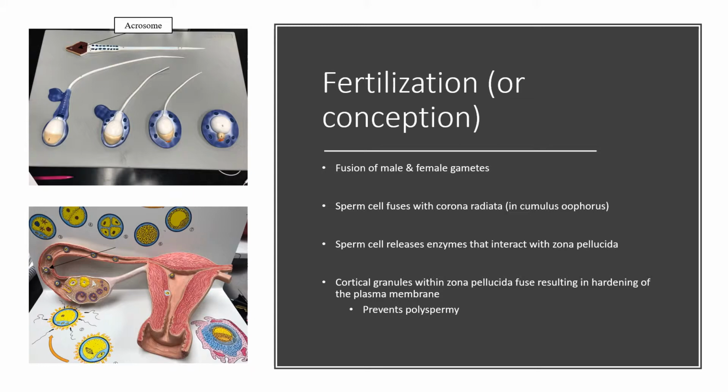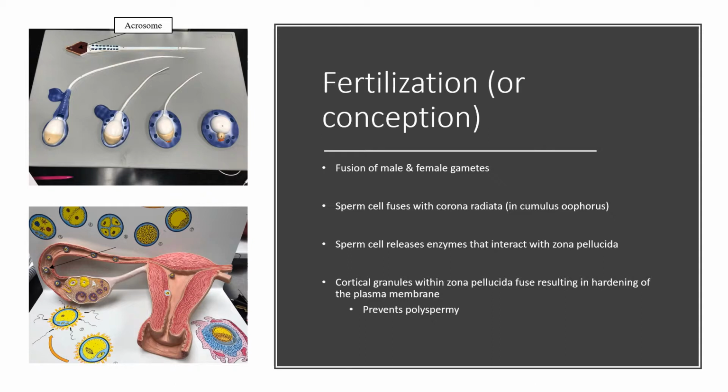So what happens is the acrosome of the sperm cell, that I have the arrow pointing to at the top there, fuses with the corona radiata, and then it releases these enzymes from the acrosome that interact with the zona pellucida of the ovum. Okay? And then these cortical granules within the zona pellucida fuse and they harden the plasma membrane, so that prevents polyspermy. So only one sperm can fertilize one egg, and of course once the sperm makes it through the zona pellucida, you have fertilization.